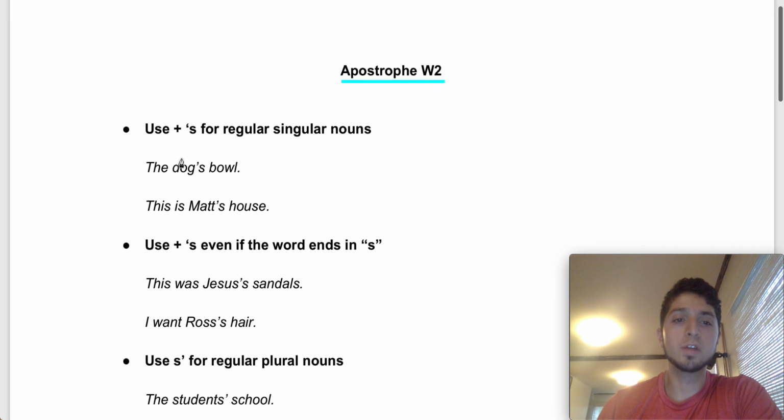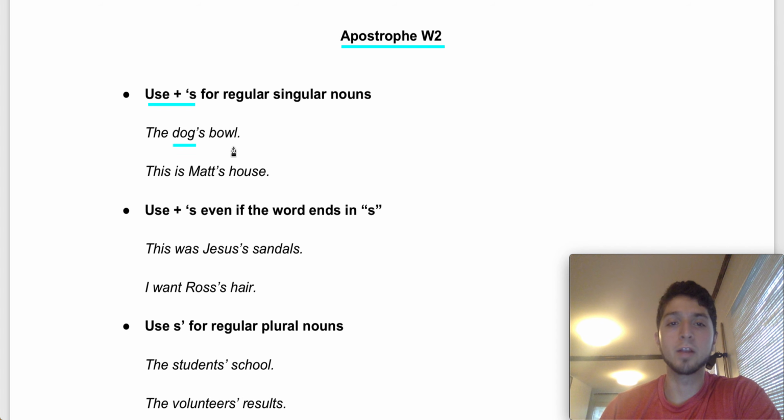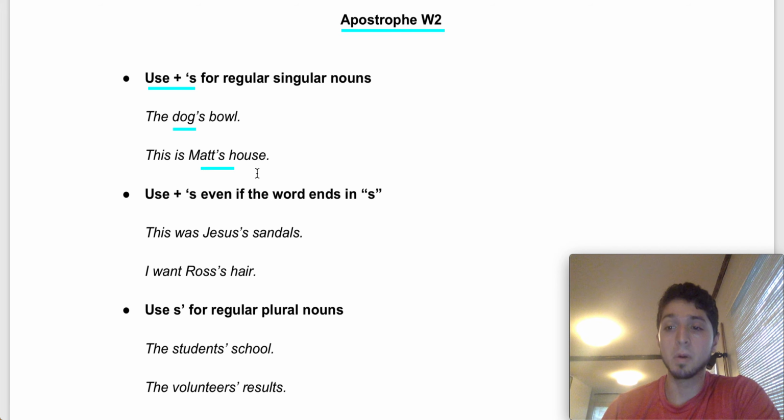The first rule is to add apostrophe S for regular singular nouns. This is the most standard type of possessive that you'll use. So basically dog, we have a regular singular noun, and we add apostrophe S for dog's bowl. Same thing here. This is Matt's house, apostrophe S, boom, done. Regular singular noun, pretty straightforward.